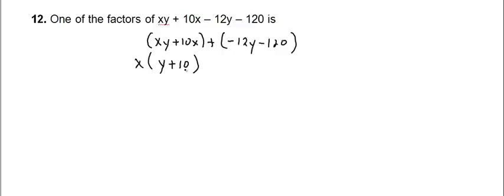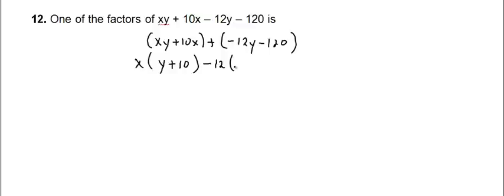In our second group, we have negative 12y minus 120. In most cases, if our leading coefficient is negative, we're going to factor out a negative and the largest number that divides evenly into both terms, which in this case is 12. So remember, we're dividing a negative 12 out of each one of the terms.